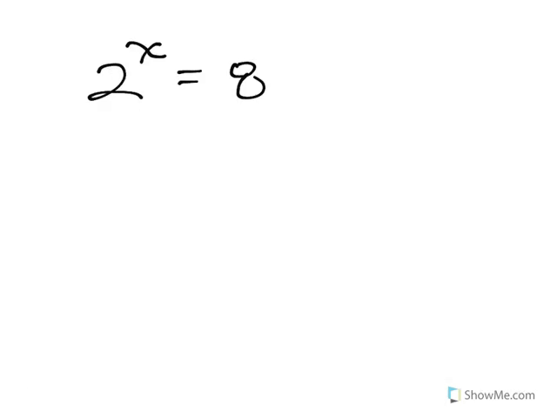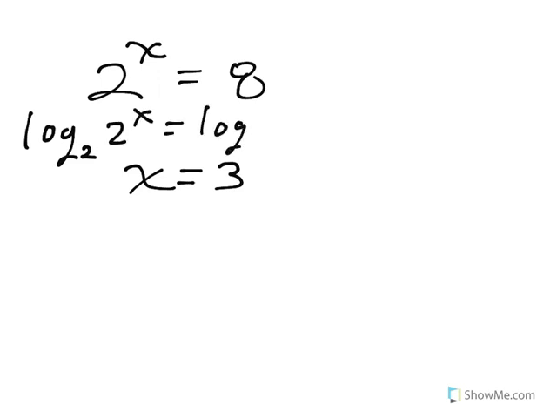A basic exponential equation, something like this, has an answer of x equals 3. 2 to the third does equal 8. And if you want to do it algebraically, what you can do is take the log base 2 of both sides. And log base 2 of 8 is 3.